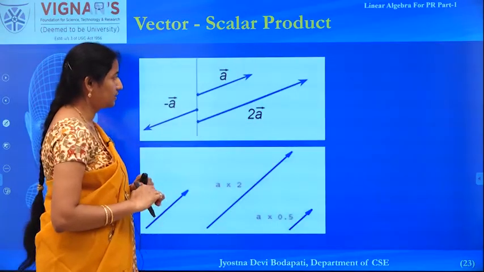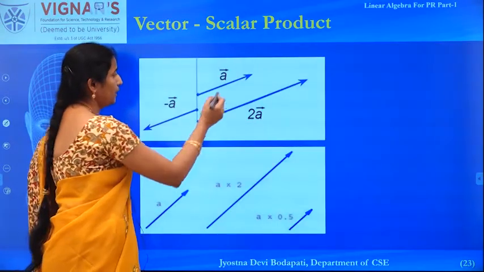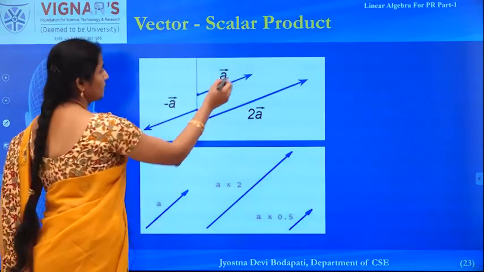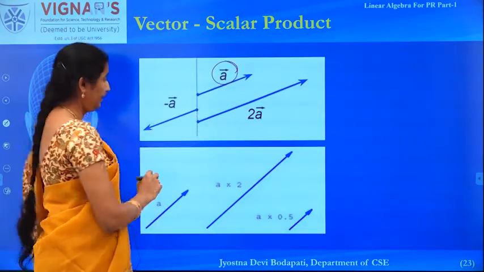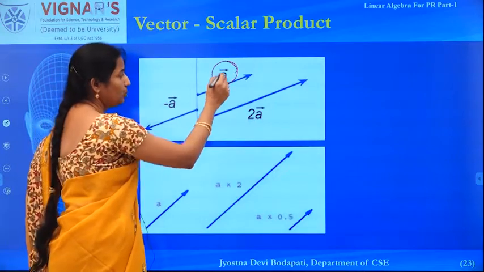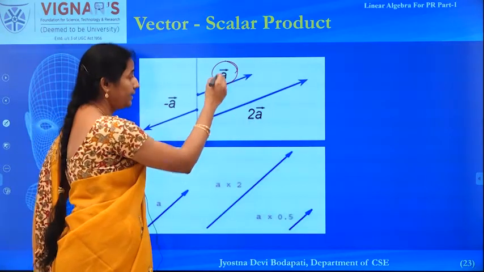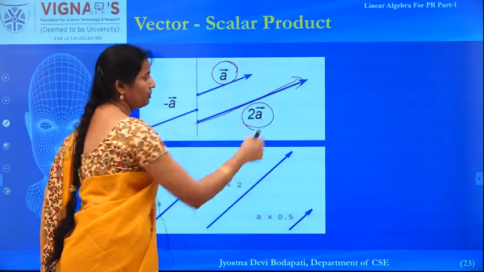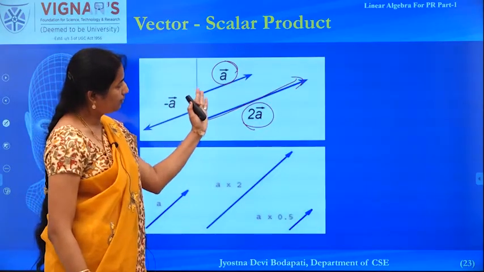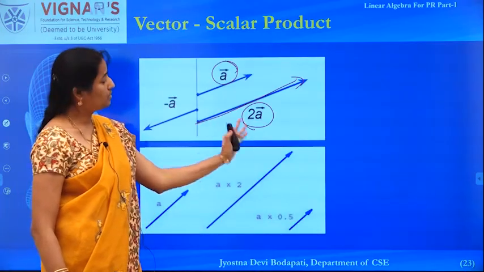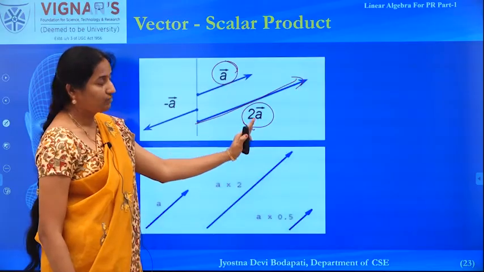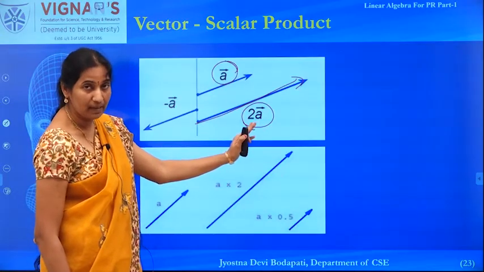So let's look at some examples. Consider this is the given vector A. Now, if 2 is the scalar and A is the vector, then 2A is this vector. If you observe, the magnitude of the vector is doubled because you are multiplying with 2. That's how the magnitude of the vector changes when you apply scalar multiplication.